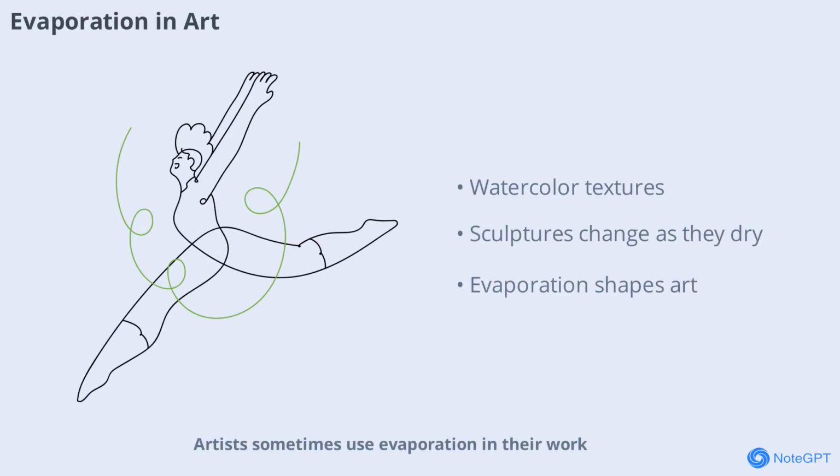Artists sometimes use evaporation in their work. Watercolor painters rely on evaporation to create unique textures and effects as the paint dries. Some sculptors use materials that change as they lose moisture, adding an element of time to their art. Evaporation can be a creative tool, shaping both the process and the final result.